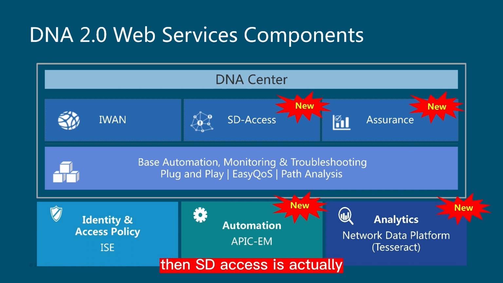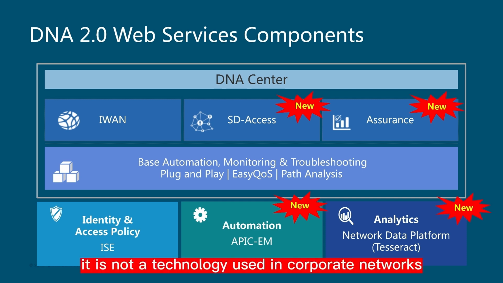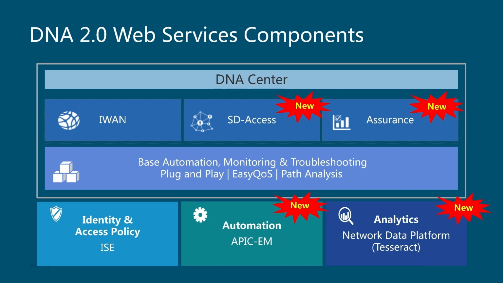Then SD access is actually aimed at the two-tier architecture, not a traditional three-tier network. The three-tier is what I call the three-tier architecture. So, it is not a technology used in corporate networks.